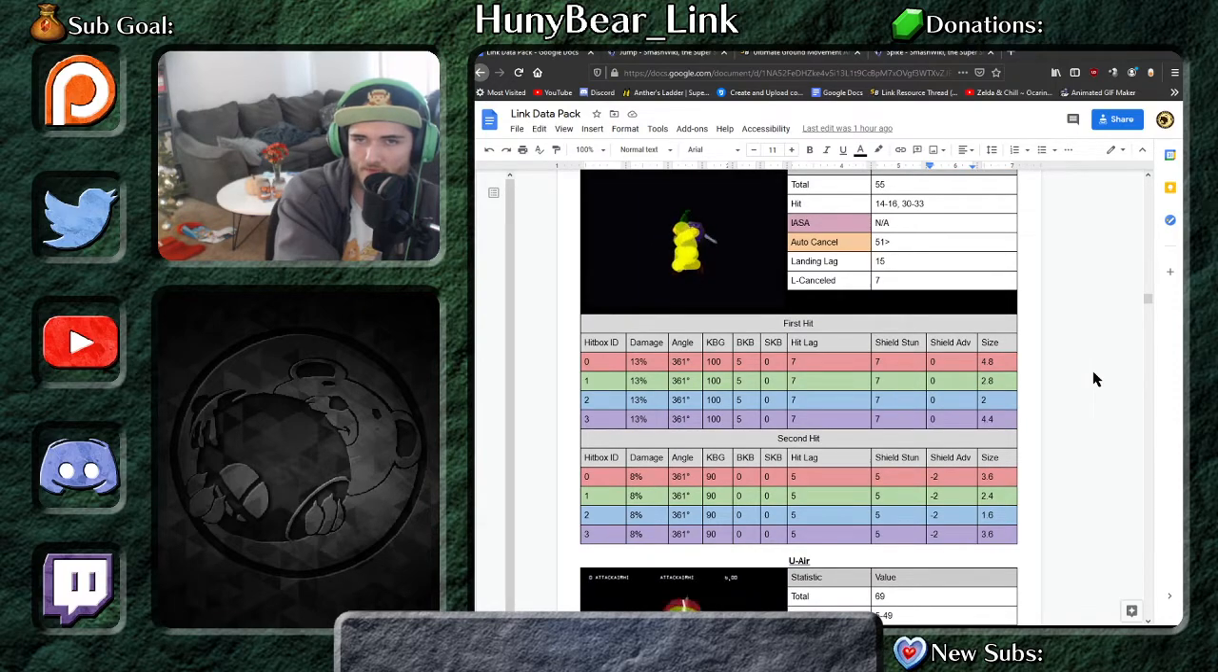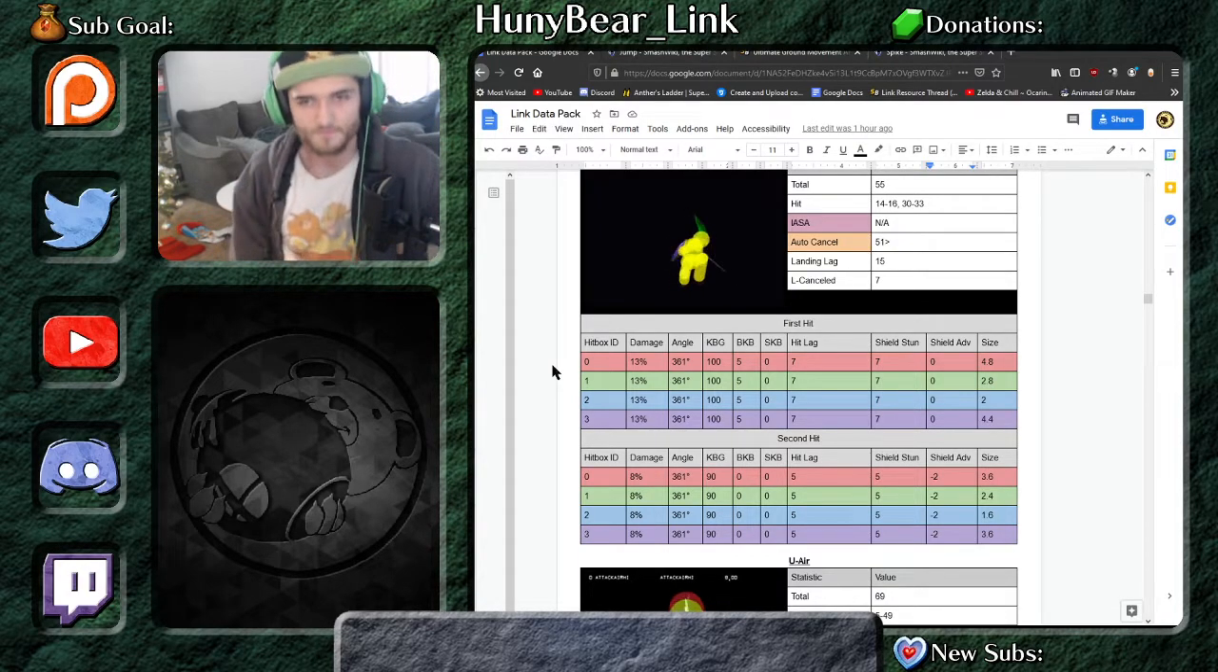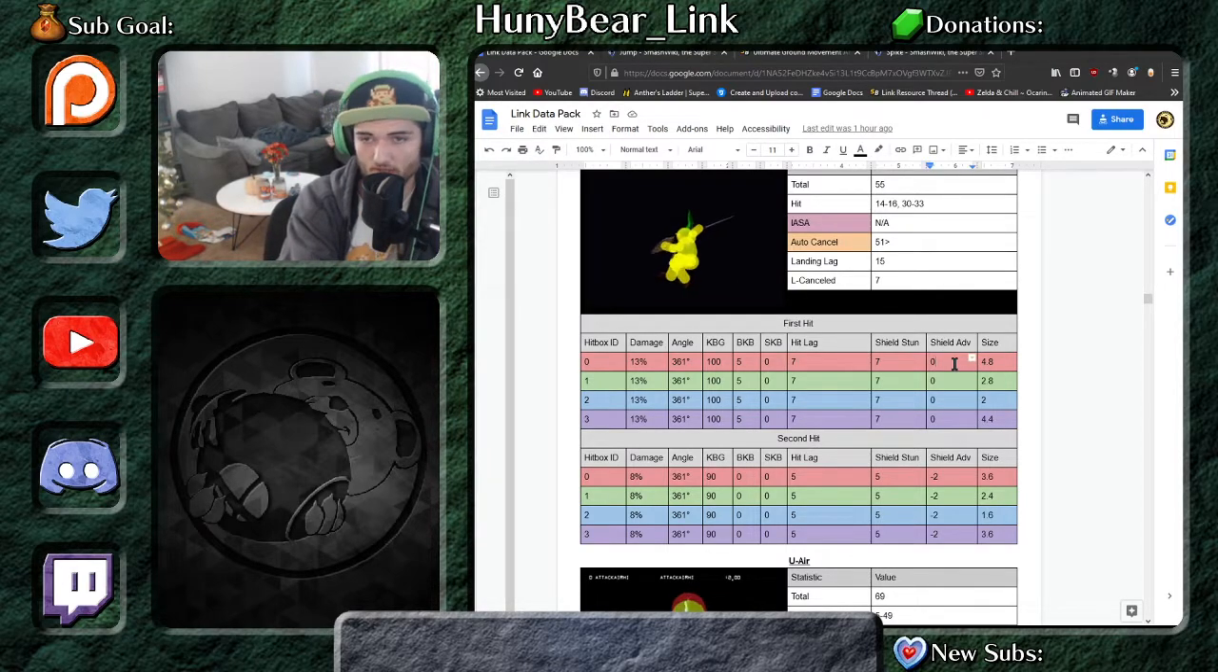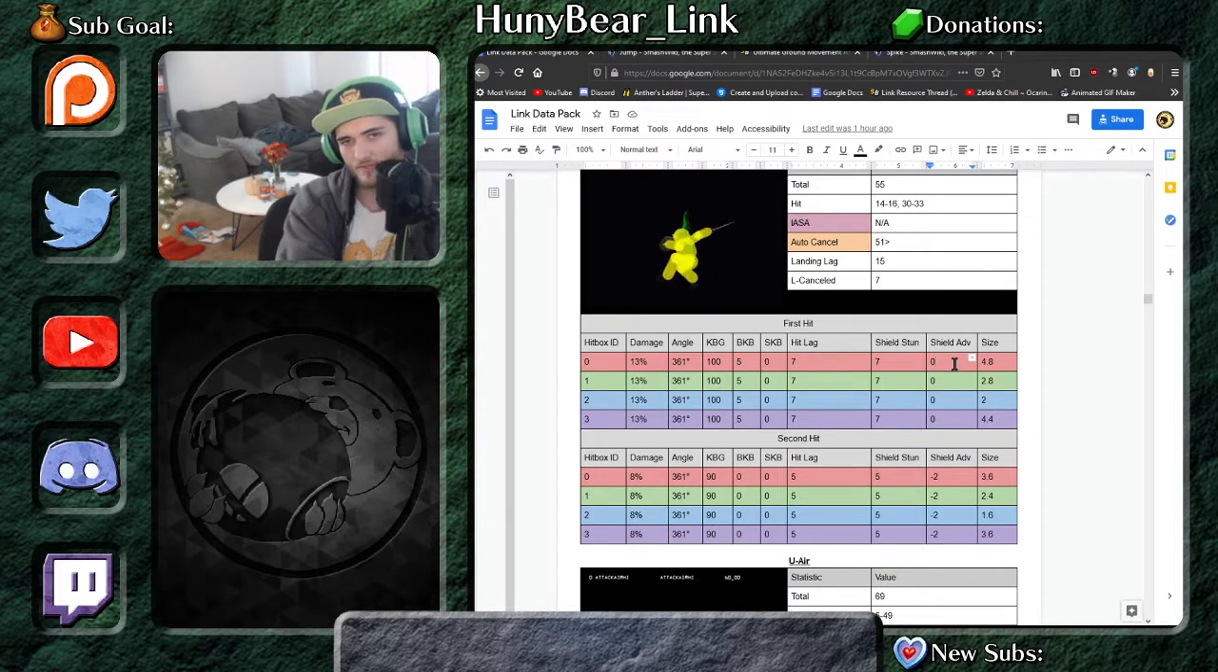Another example, this move does not have a strong hit and weak hit as a first hit and second hit, and it's one of the weird aerials. Second hit kind of useless. First hit really good. Shield advantage 0 on shield. Always like to see it. Those aerials are your best approach options. This one's really cool because the sword.